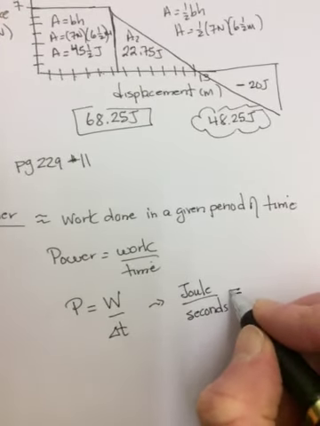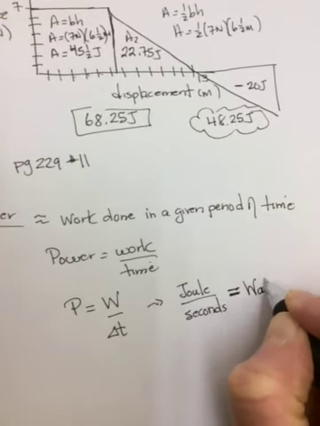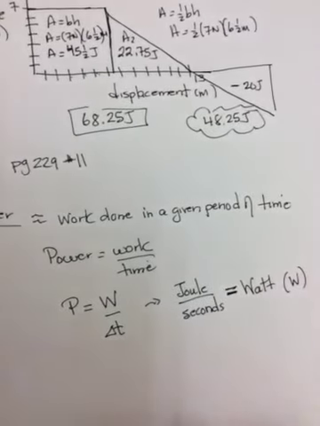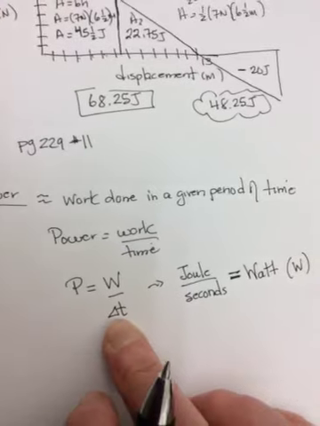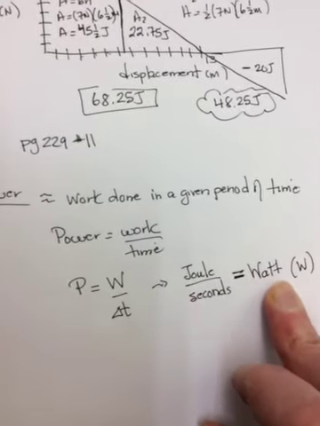You know this one. It's what's written on your light bulbs at home. It's a watt. W-A-T-T. Its symbol is a capital W. So if you did 100 joules of work in 10 seconds, then the power you've developed is 10 watts.